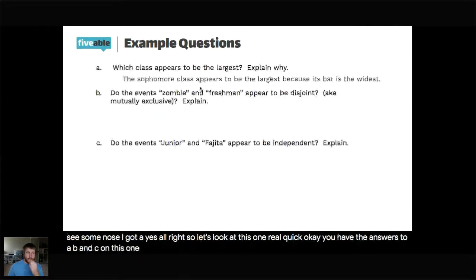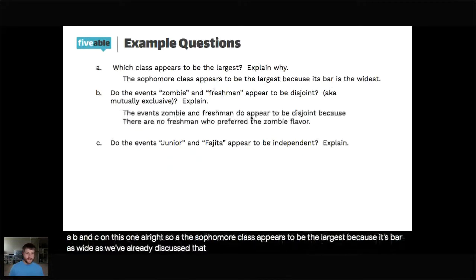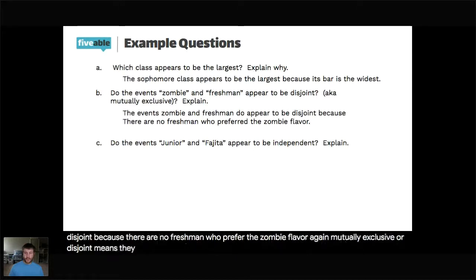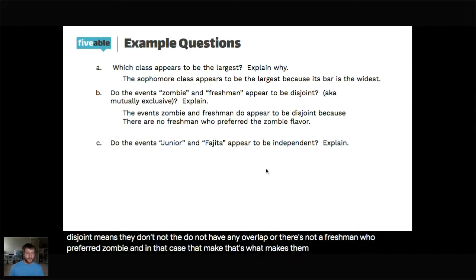All right, so A, the sophomore class appears to be the largest because its bar is widest. We've already discussed that. The events zombie and freshman do appear to be disjoint because there are no freshmen who prefer the zombie flavor. Again, mutually exclusive or disjoint means they do not have any overlap, or there's not a freshman who preferred zombie. And in that case, that's what makes them disjoint.